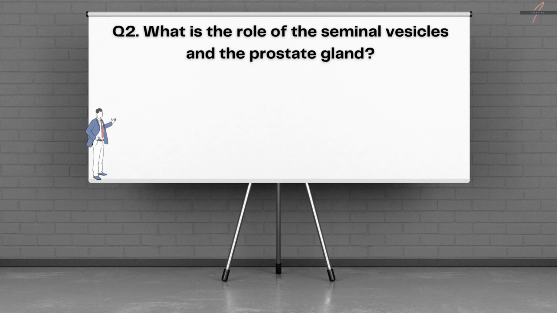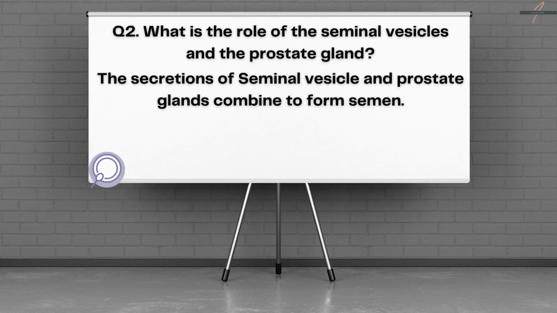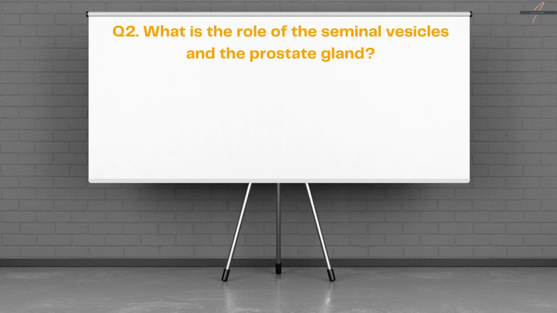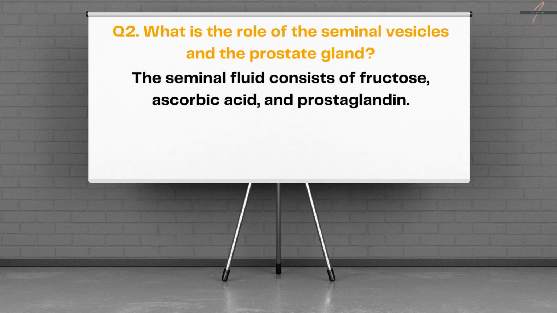What is the role of seminal vesicles and the prostate gland? Seminal vesicle and prostate glands come under the male reproductive system or male reproductive organs as we just saw. The secretions of these glands combine to form semen. Semen nourishes and raises the volume of sperm. Also, the seminal fluid consists of fructose, ascorbic acid, and prostaglandin.